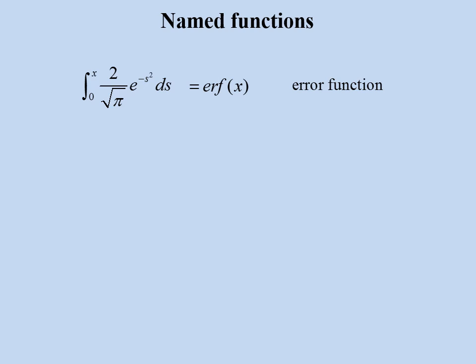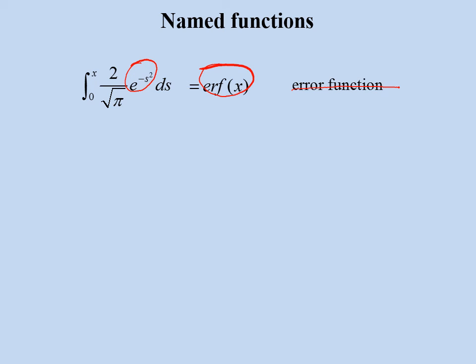Now maybe sometime we'll be able to go through and see why this works the way it does. I think that's in a future chapter in our book. However, notice here is the e to the negative s squared. This integral from 0 to x of 2 over root pi e to the negative s squared is known as the error function, or erf.